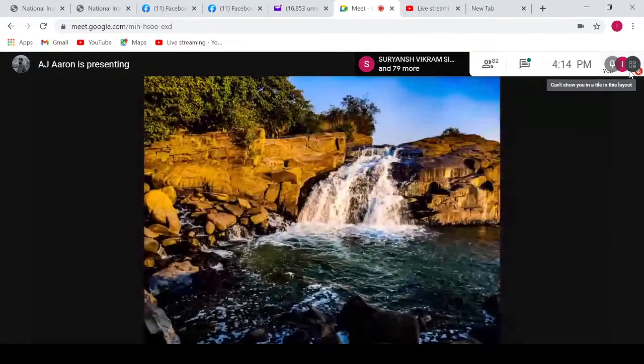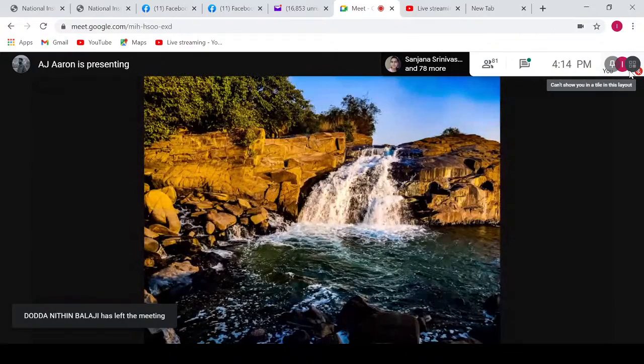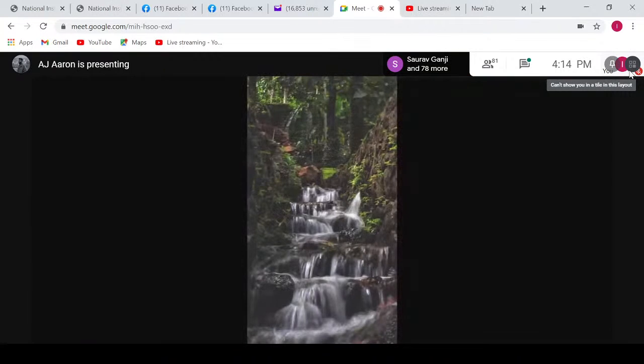Now see this image. See the water here. It's sharp and it's a different texture to the water, right? That's because of a normal, a fast shutter speed. But if you want to add something creative to your image, next time you can maybe try this.